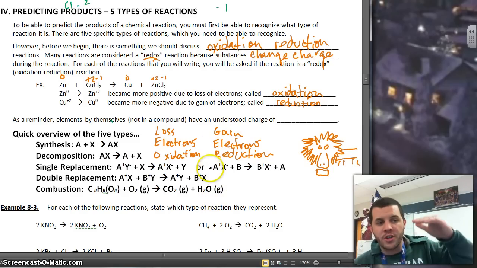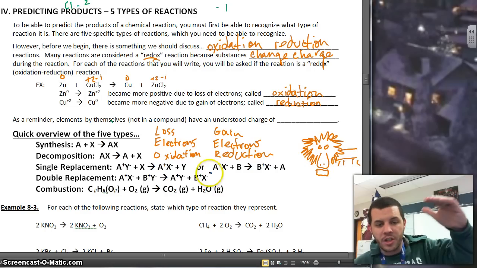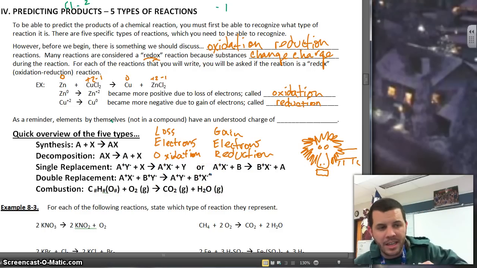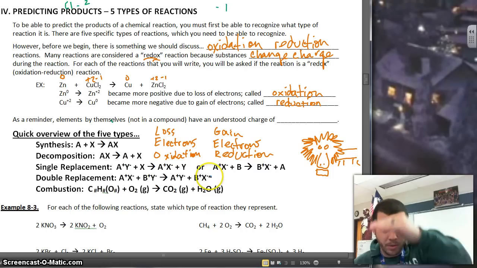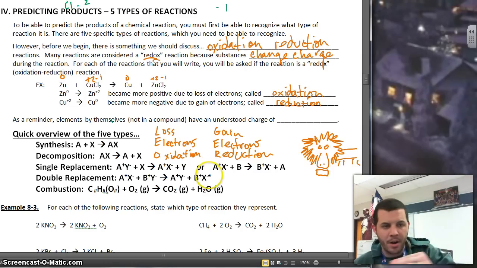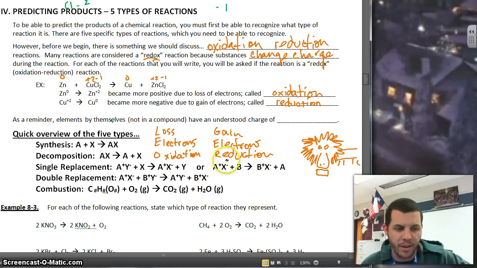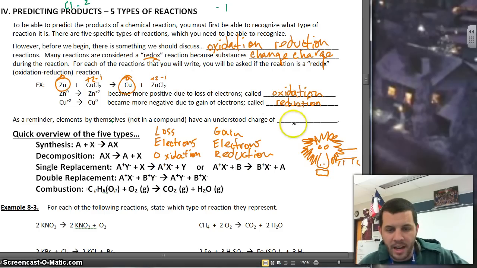Remember, if the charge goes up, then that means that you are losing electrons. Okay, so charge goes up, you lose electrons. If the charge goes down, you're gaining electrons. So that's another thing you need to remember. It says, as a reminder, elements by themselves, so like this fellow right here and this fellow right here, always have an understood charge of 0.